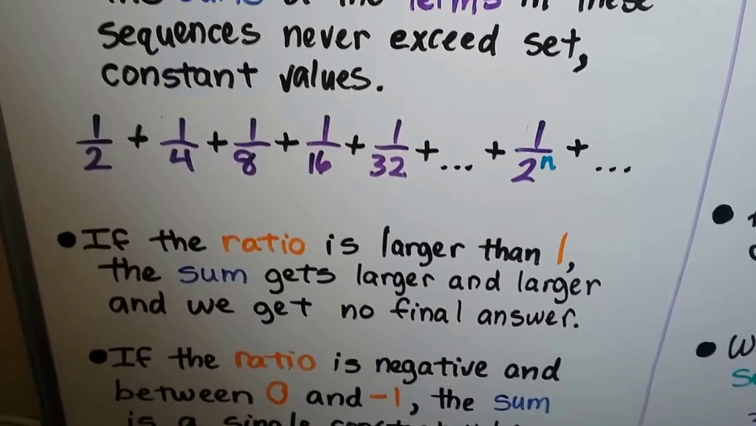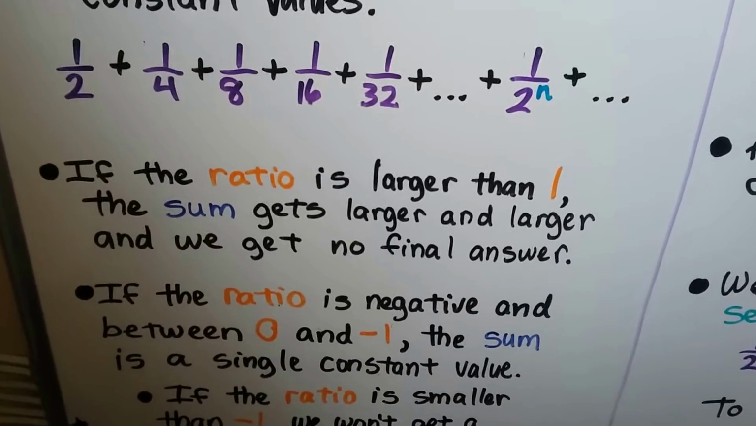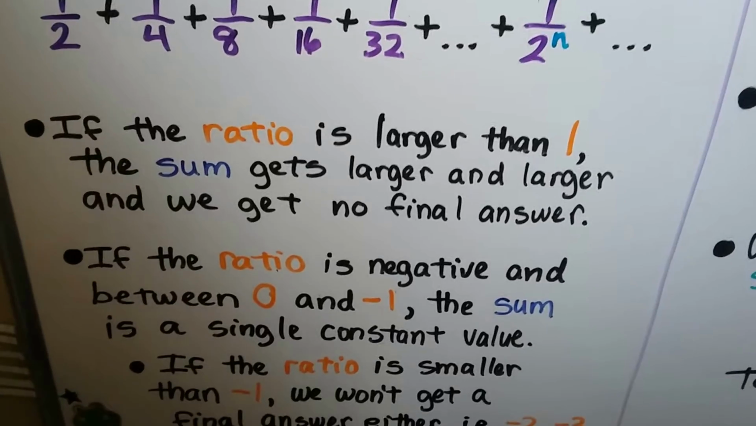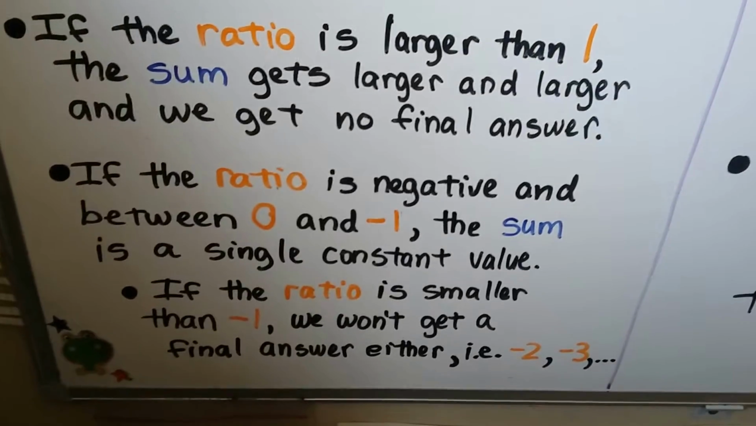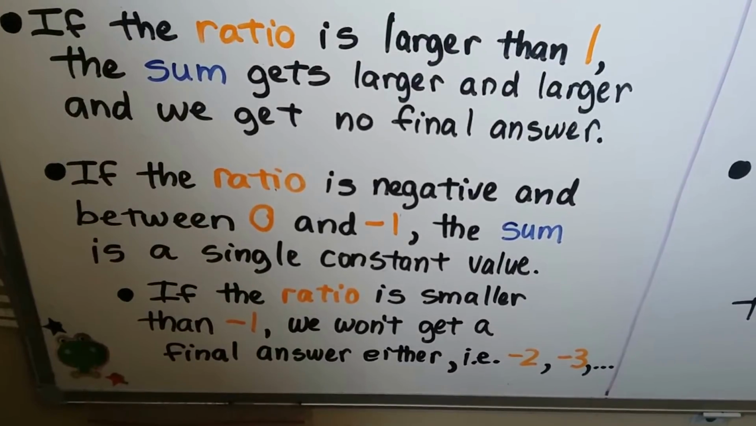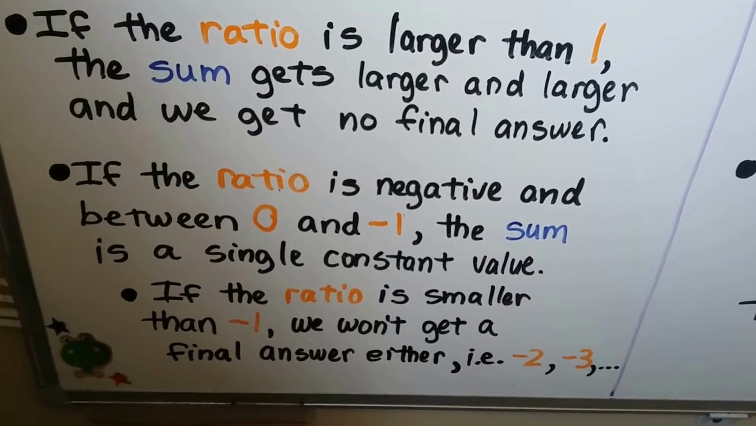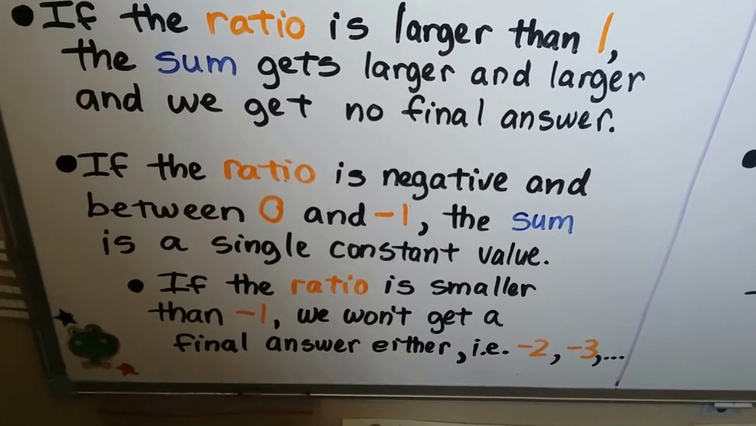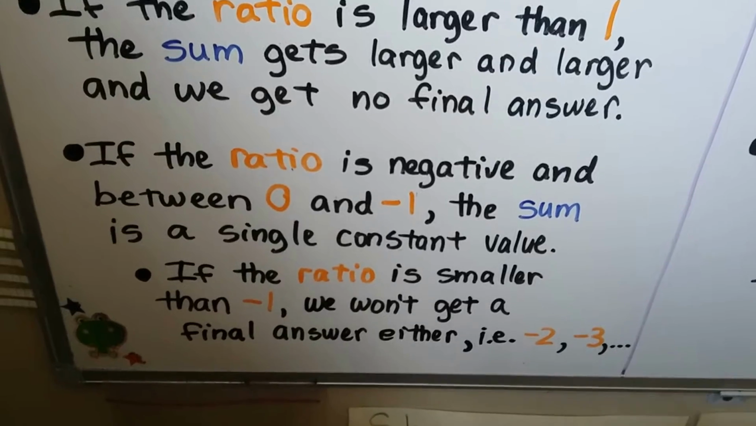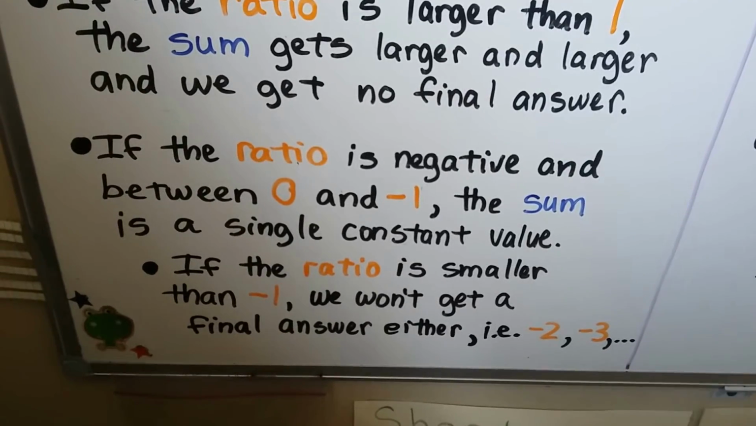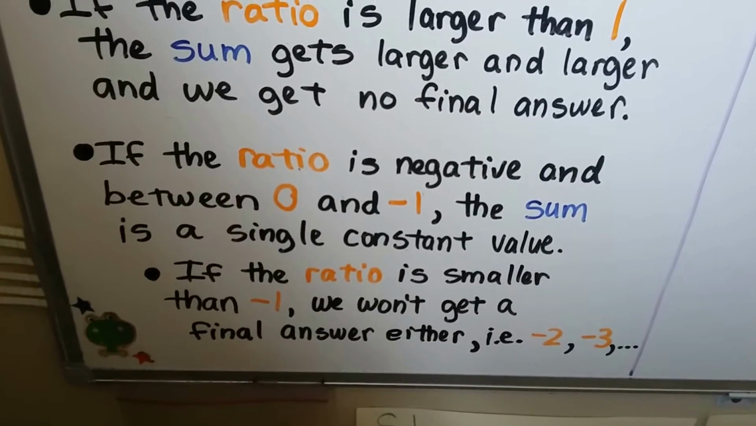If the ratio is larger than 1, the sum gets larger and larger, and we get no final answer. If the ratio is negative, and between 0 and -1, the sum is a single constant value. If the ratio is smaller than -1, like -2, -3, and so on, we won't get a final answer either, okay?